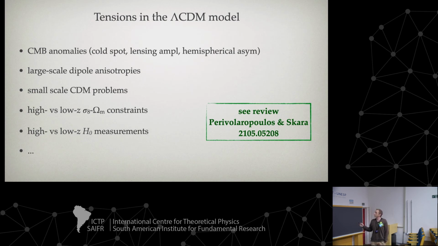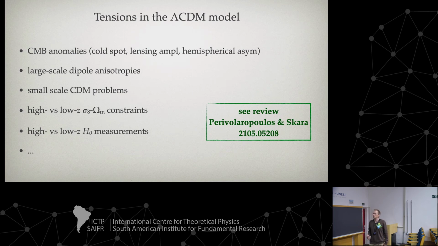For a comprehensive review, I point you to this nice work by Leandros and Scara. You find basically all tensions and anomalies in this review, and this is not comprehensive. Here I'm highlighting just a few, perhaps the most well-known. So you got CMB anomalies. There is the cold spot, a region that is very cold.